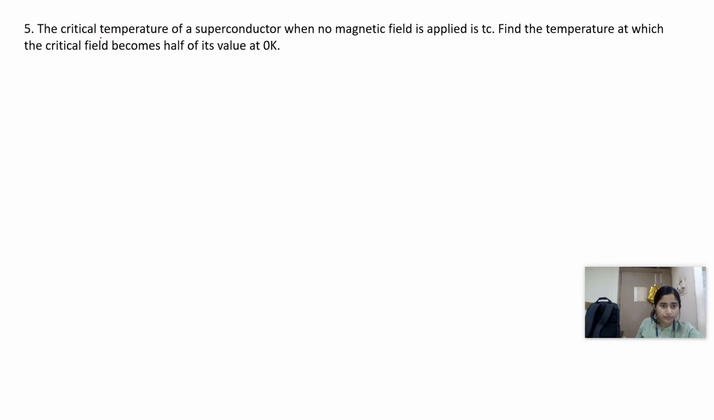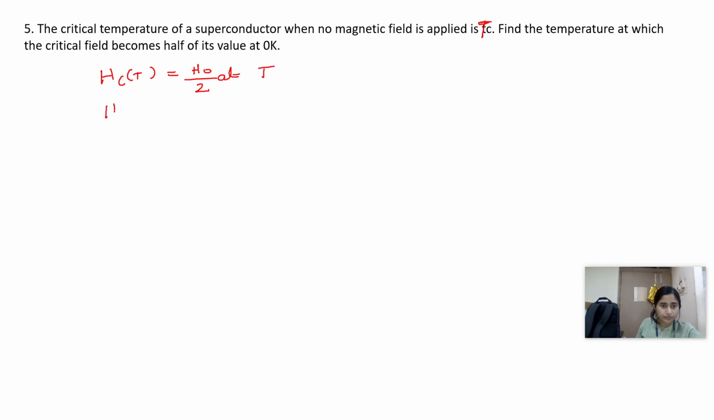Okay, the question is: the critical temperature of a superconductor when no magnetic field is applied is Tc. Find the temperature at which the critical field becomes half of its value at 0 Kelvin. So we have to find the temperature at which the critical field becomes half of its value at 0 Kelvin. Okay, so what are the things given? Hc of t is given, that is H0 divided by 2 at t.